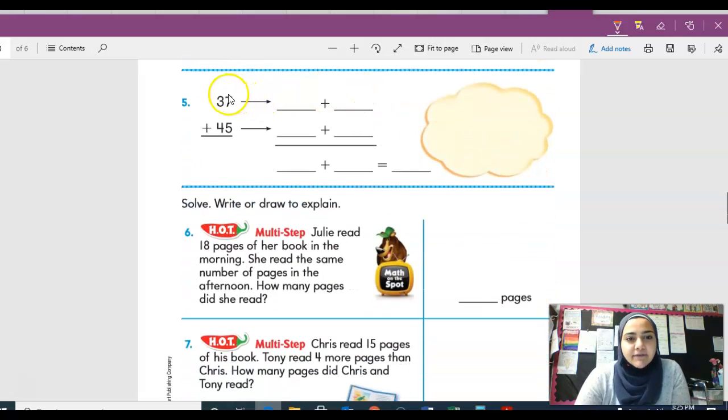Number 5, 37. So there's how many tens? There's 3 tens, which is the same as 30. And how many ones? There's 7 ones. What about the 45? How many tens? There's 4 tens. That's the same as 40. And how many ones? There's 5 ones. Now we add down. What's 7 plus 5? 7, 8, 9, 10, 11, 12. Good, 12. So you're going to write 12 here.